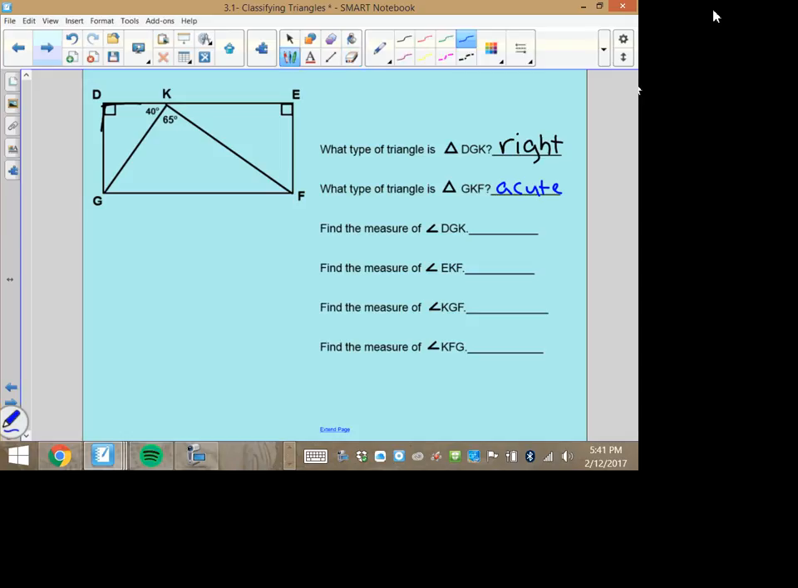And then we need to find the measure of angle DGK. So DGK, if they all add up to 180, we can take 180 minus our 90 degrees for our right angle, and then minus our 40 degrees to get 50 degrees. Or you can note the corollary that our 40 plus this angle has to be 90, therefore it would be 50.